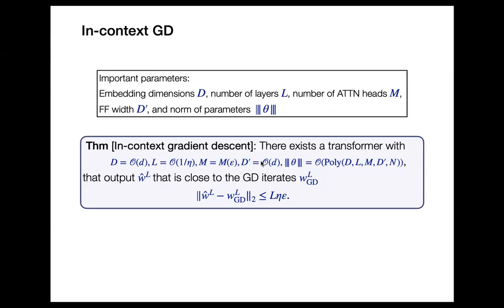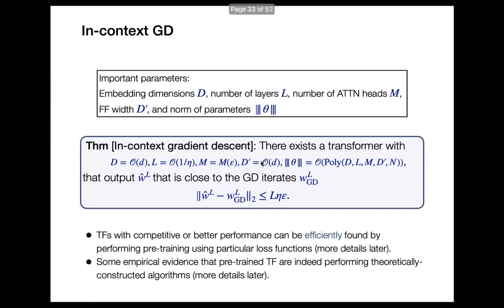Okay, so this is the existence result. Here are two remarks. One remark is that if you want to find these transformers, this result says that transformers with competitive or better performance can be efficiently found by performing pre-training using particular loss functions. I will talk about this later. And then some empirical evidence shows that these pre-trained transformers are indeed performing some theoretically constructed algorithms, and I will show something about this later.